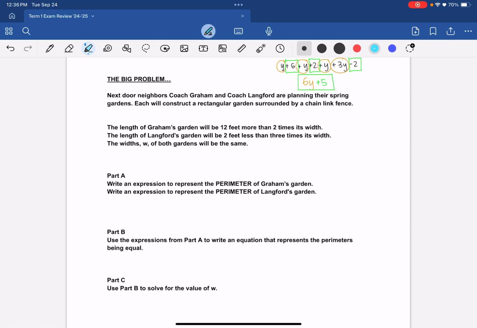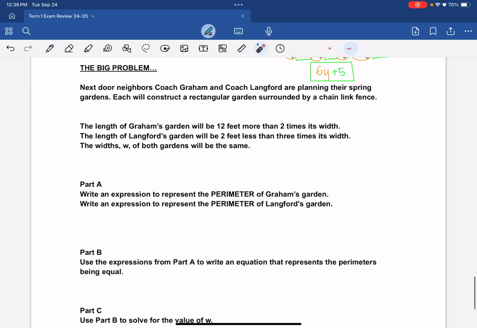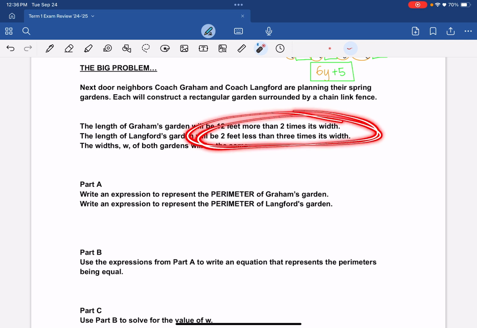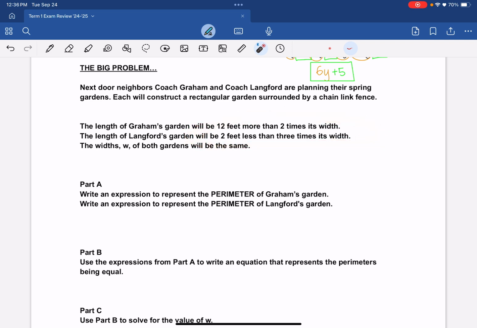All right, the big problem. All right, so if you're here, it's because you want some help on this and you want a chance to be successful on this problem. It is pretty much the exact same, but I just use different numbers here. But the idea behind it is the same.